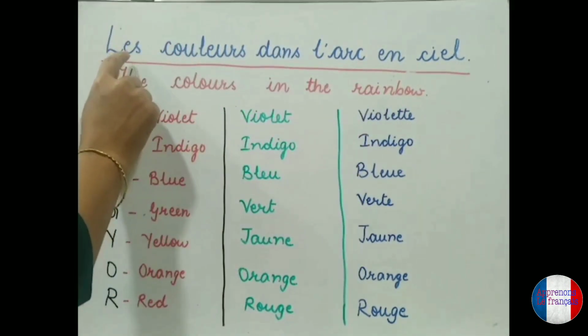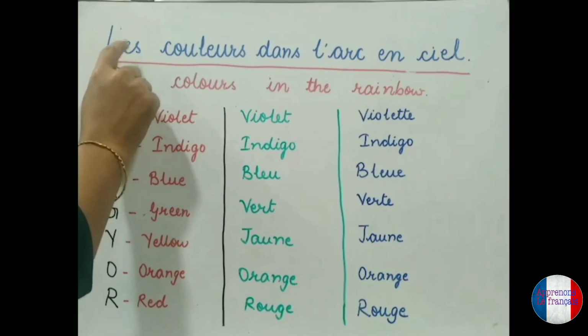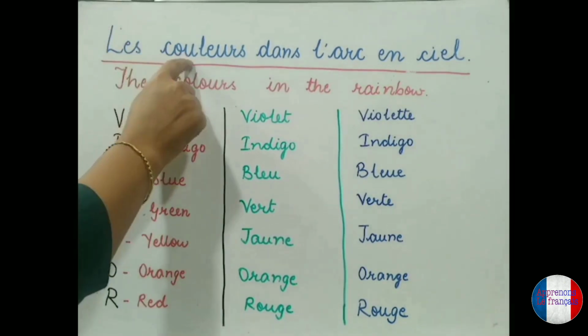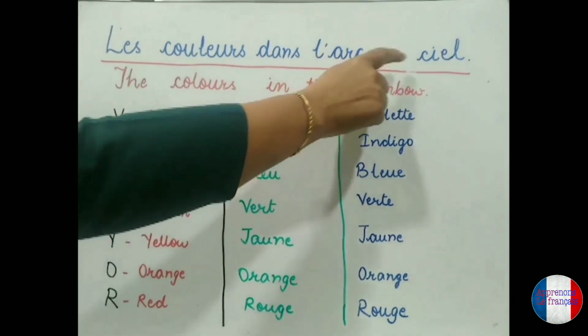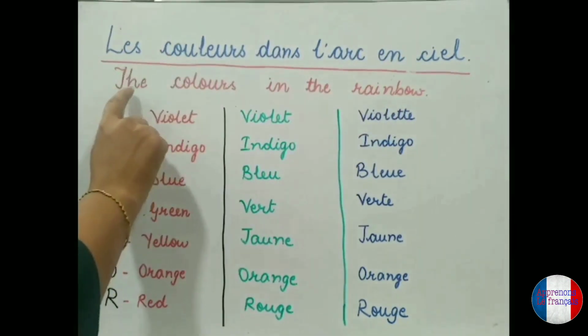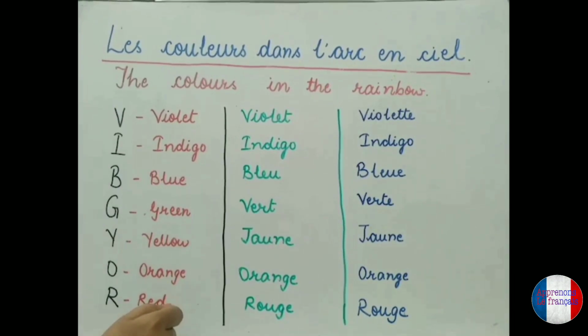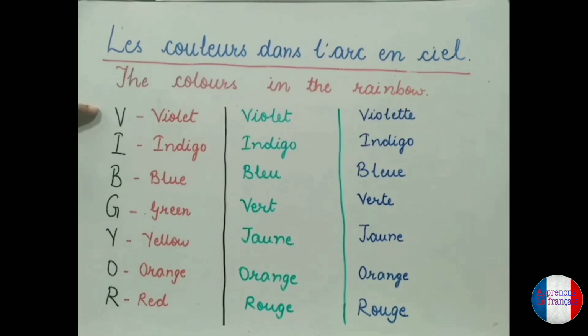So, now here we learn to have our lesson of colors. We start with the colors in the rainbow. So, les couleurs dans l'arc-en-ciel. That means the colors in the rainbow. Okay. So, when I was in my primary classes, to learn what are the colors in the rainbow, I was taught this formula or this rule to remember the colors, and that is Vibgyor.